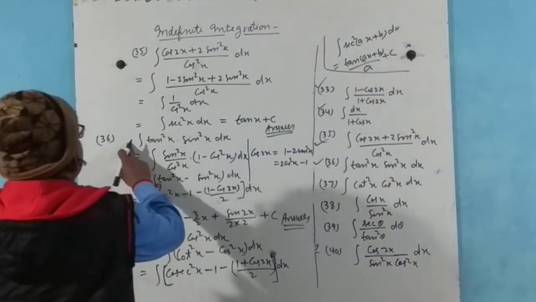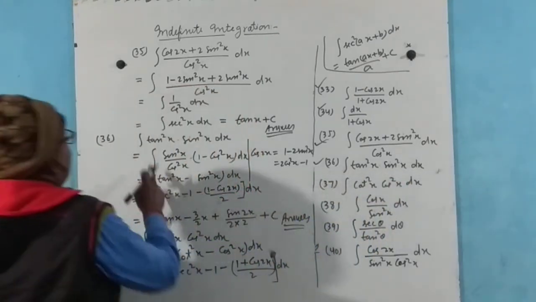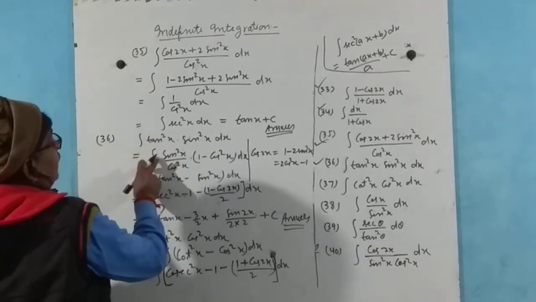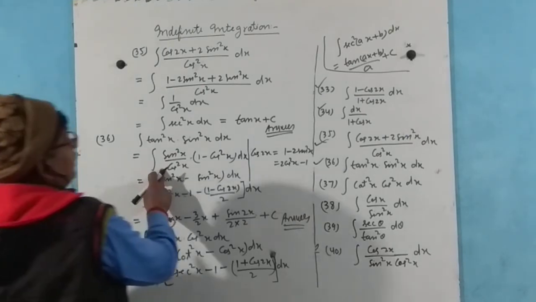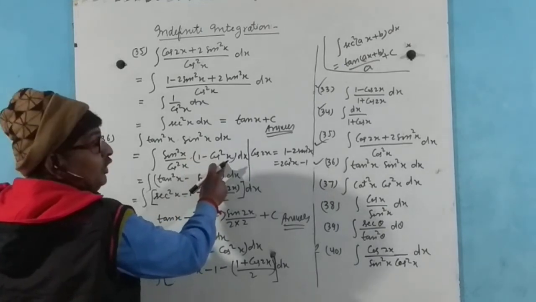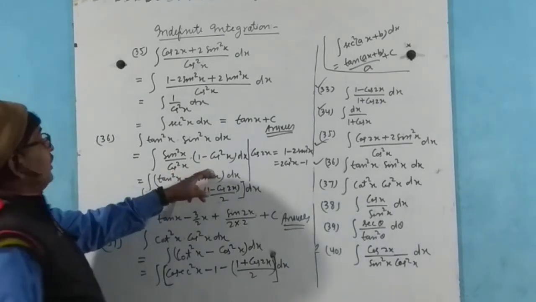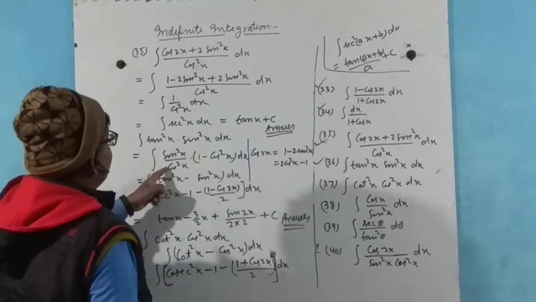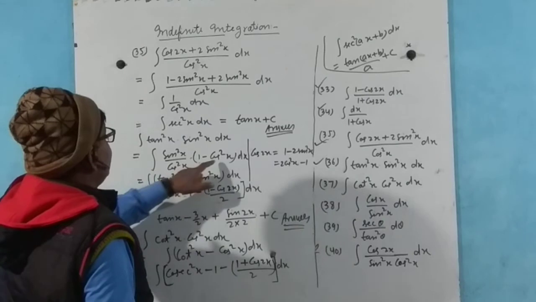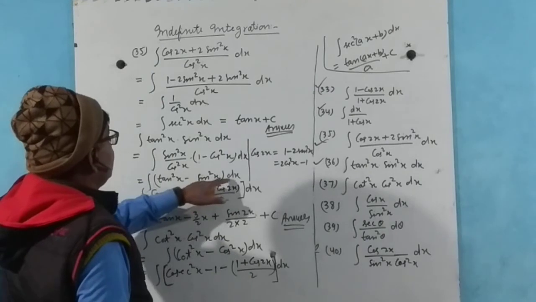Now here question number 36, tan square x into sin square x dx. Tan square x can be written as sin square x by cos square x, and sin square x written as 1 minus cos square x. We convert this into cos because cos square and cos square cancel, so sin square by cos square is tan square x, and multiply this. This is a minus, cos square cancels, sin square x dx.